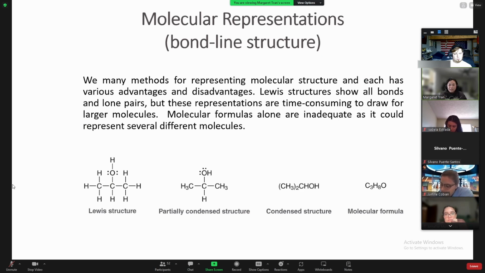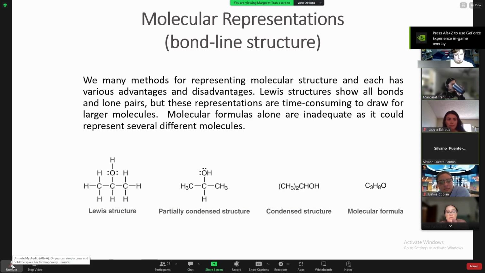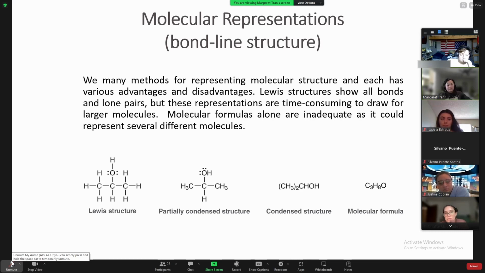Next is going to be molecular representation. So if you look at your Lewis structure, partially condensed, condensed, and molecular formula, is one better than the other? Yes, depending on the situation. So why are Lewis structures better than your molecular formula? Anybody, just guess. It gives more information. It does. It gives you connectivity, right? And it tells you about electron pairs, et cetera, et cetera.